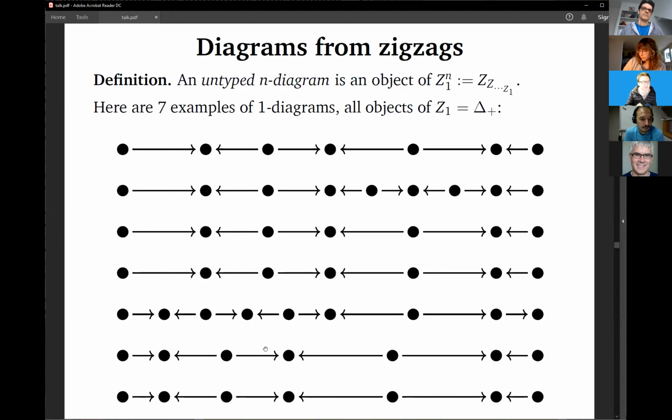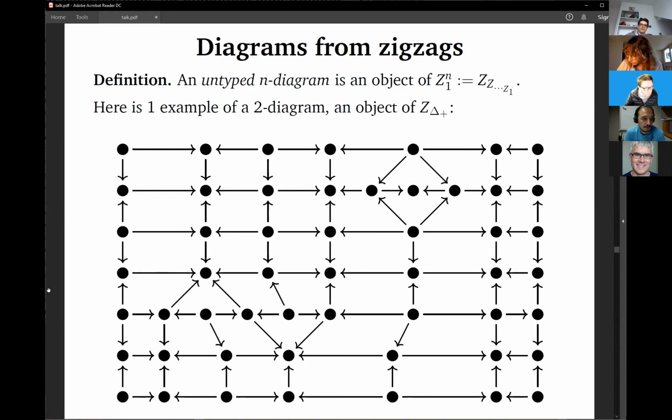So these cospans are entirely determined by their length. Here we have a series of cospans of length 3, there are 4 cospans here, and so on. So there's 7 such diagrams. Here is one example of a 2 diagram. That is an object of Z of Z of 1, that is an object of Z of delta. And of course, it's the diagram that we started with, right?